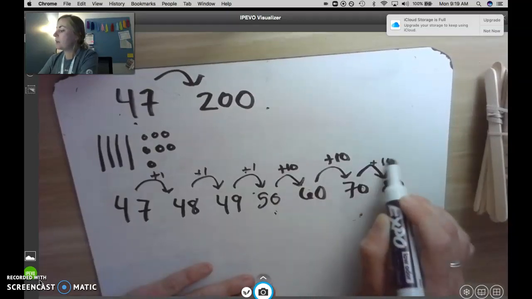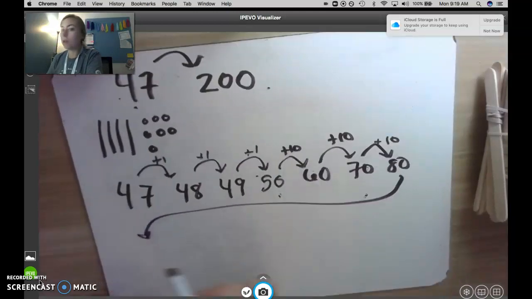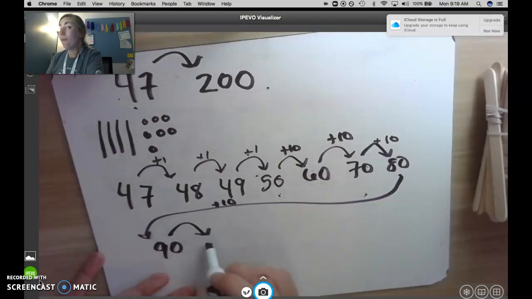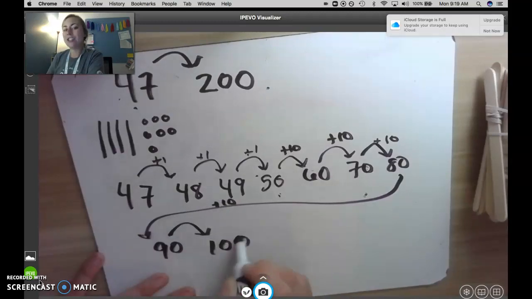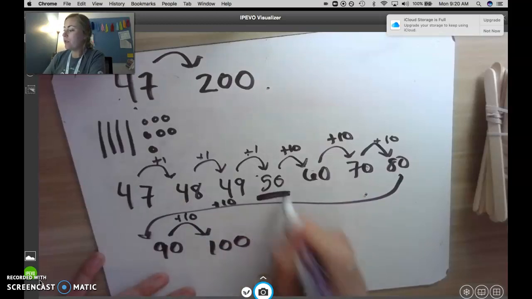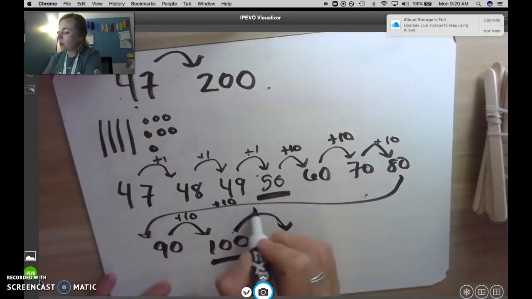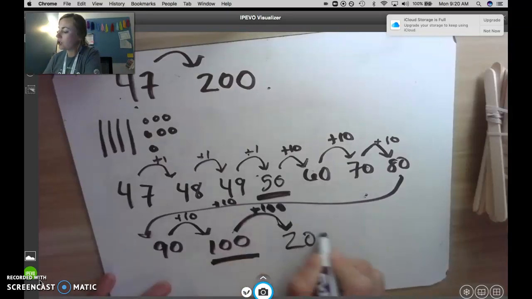80. Now I'm going to have to go down here again. Long line. Plus 10. 90. What's next? 100. Awesome. Now that we're at our next big number, we had 50 where we changed, 100 where we changed. Should we count by ones, tens, or hundreds to get to 200? Think in your brain. That's right, we should count by hundreds. Now I'm going to add 100 here to get to 200.